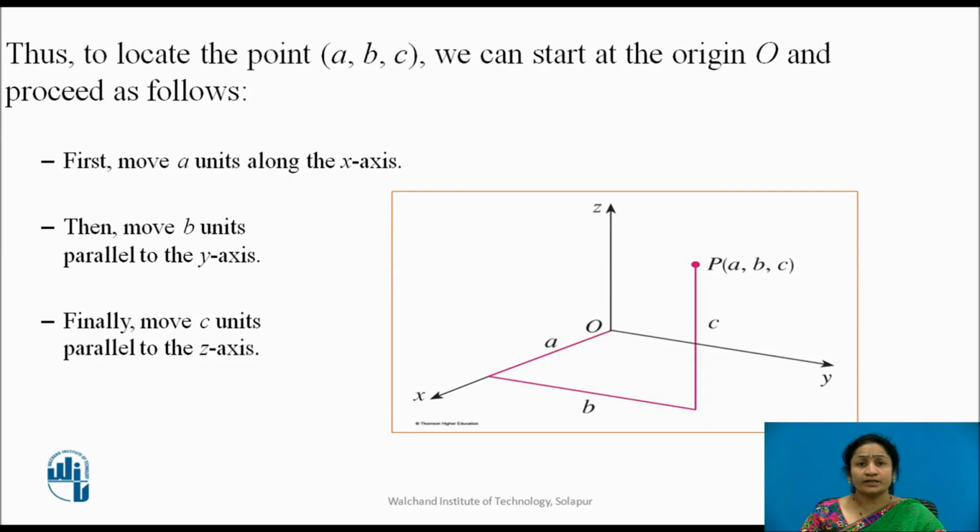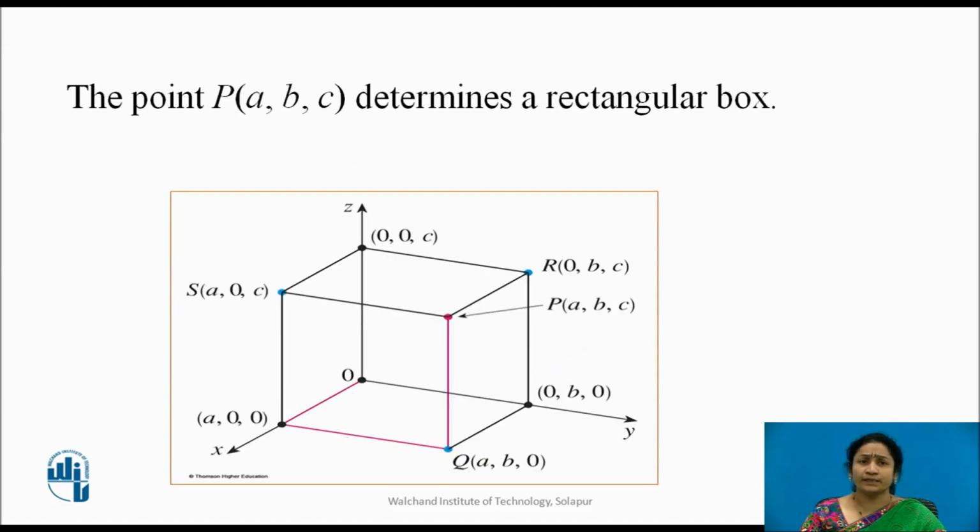Thus, to locate a point P(A, B, C), we can start from the origin and proceed as follows. First, move A units along the x-axis, then move B units along the y-axis, and finally move C units parallel to the z-axis. The point P is located in space. The point P determines a rectangular box as shown in this figure.